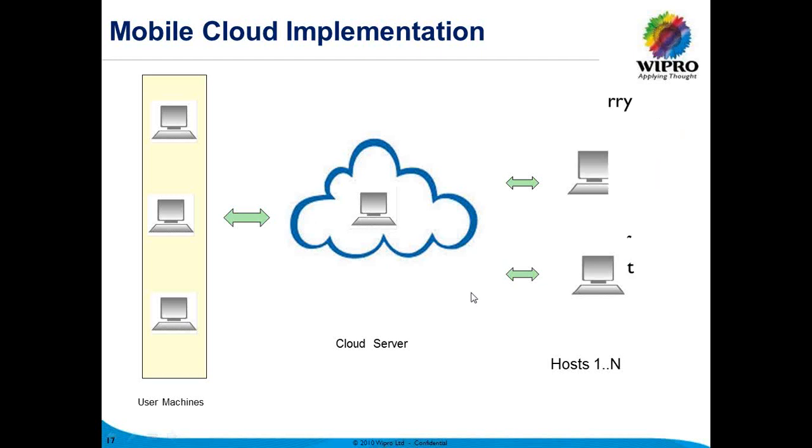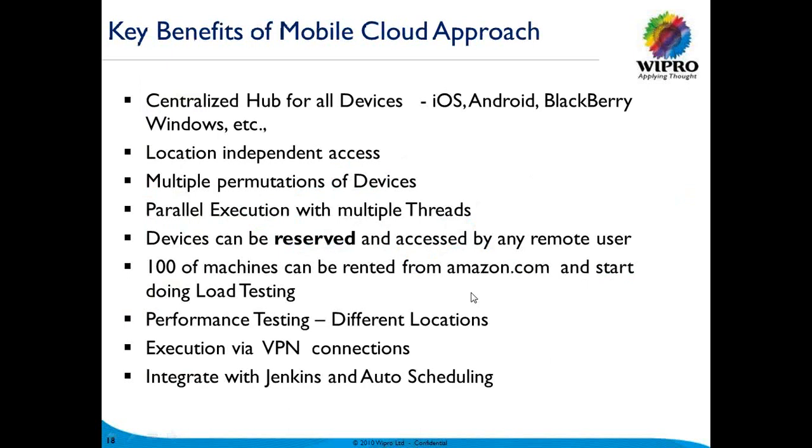The first advantage is that it's a centralized hub for all devices: iOS, Android, BlackBerry, and Windows. Again, it's based on location independent access. The location independent access means it's not necessary that I need to keep all my user machines and cloud server inside my automated testing environment. I can keep it anywhere else in my organization. So I told you this architecture I was using as a private cloud. I'm not talking about the public cloud. It can be extended to the public cloud.